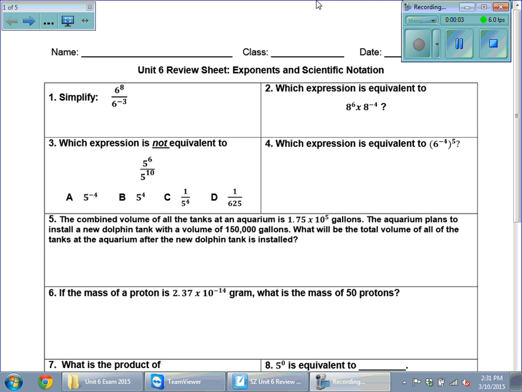All right, this is the review sheet for the Unit 6 exam. This is our last unit exam before we start reviewing for the state test. So this is really important. Remember, the third marking period is a short one, so each grade counts more.